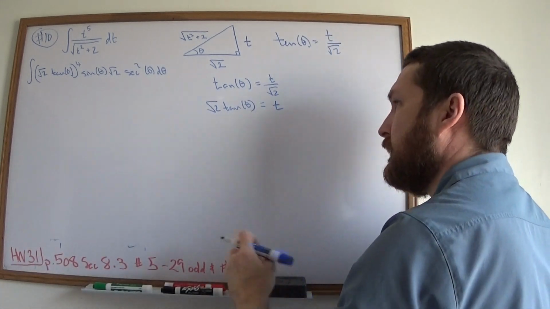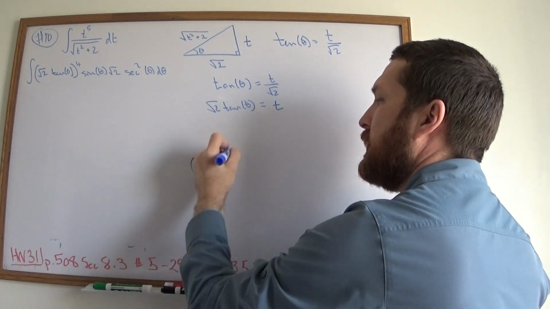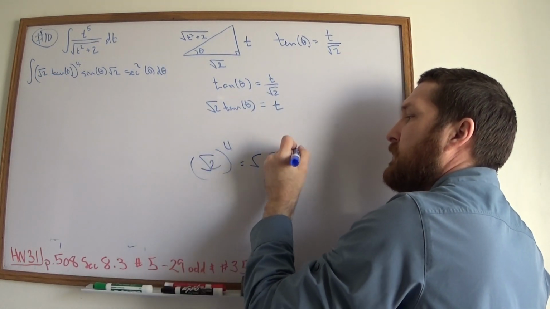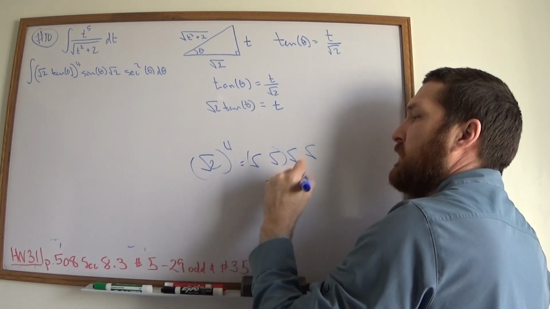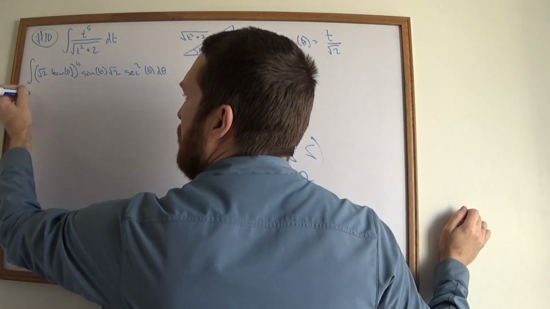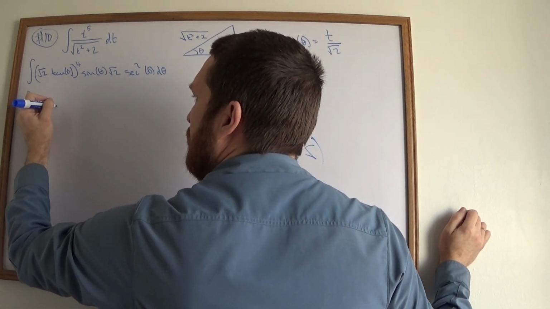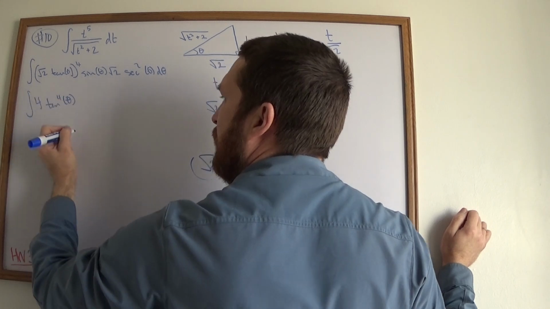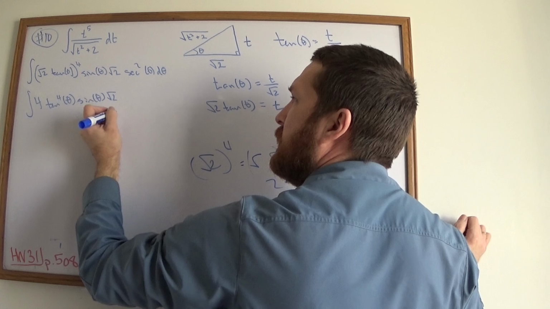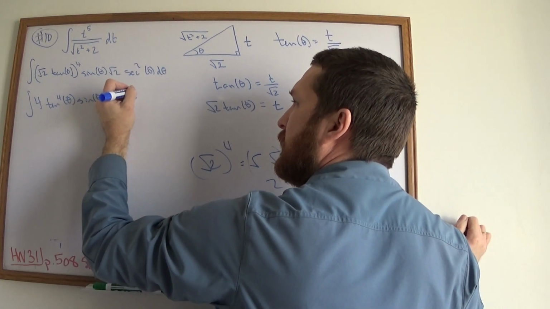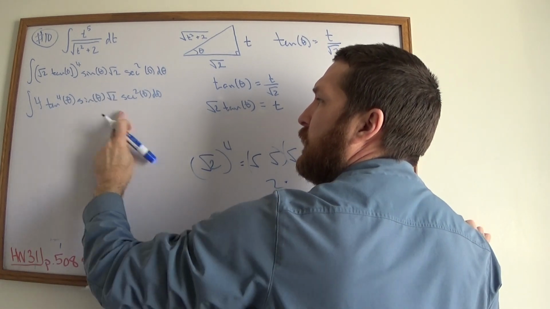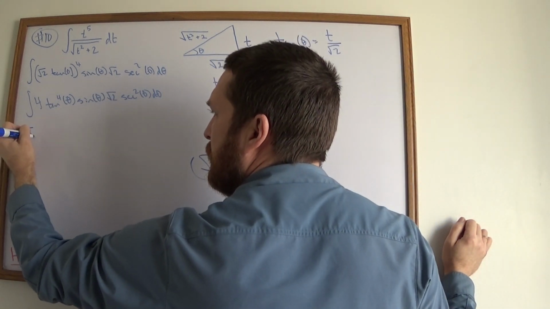Okay. So now, root 2 to the 4th. That's the same thing. There's 4 of them. 1, 2, 3, 4. 2 of them gives me 2. 2 of them gives me another 2. So that's 4. That works out to 4 tan to the 4th theta sine theta root 2 secant squared d theta. Okay. 4 and root 2 I'm going to pull out as 4 root 2.